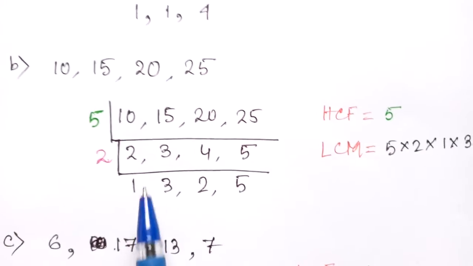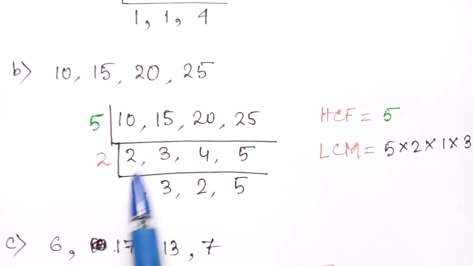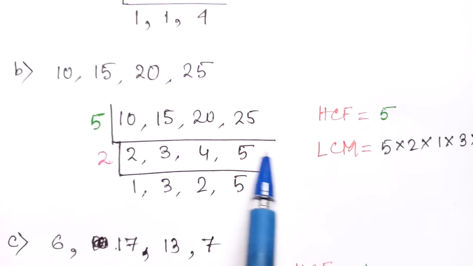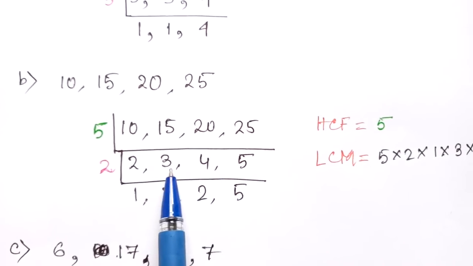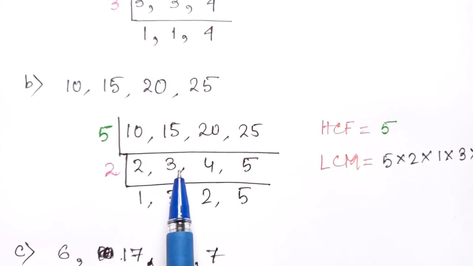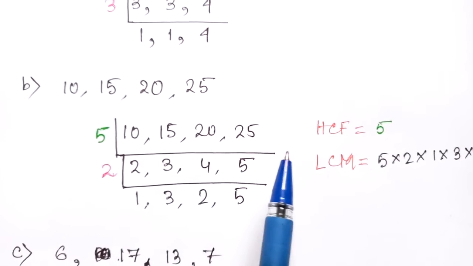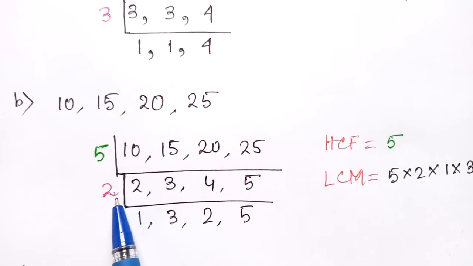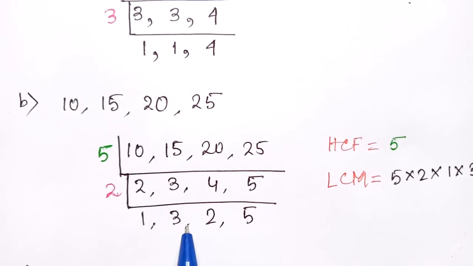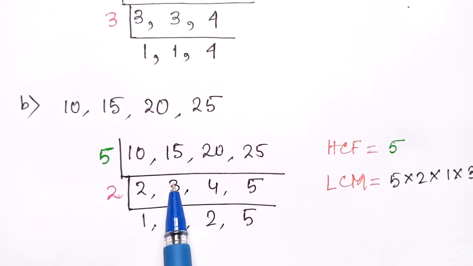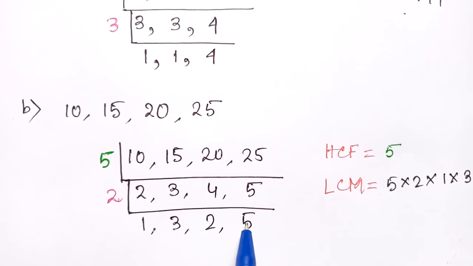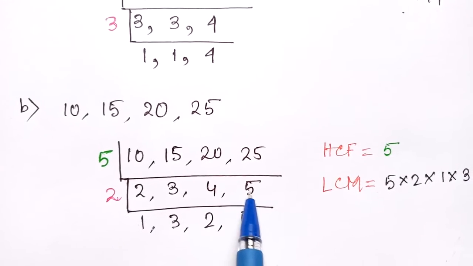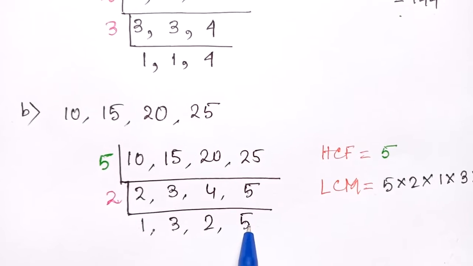Now 2 and 4 can be divided by 2 but not 3 and 5. So as per the rules, if at least 2 numbers can be divided by a common divisor, we can continue the division. So we divide by 2 and get 1 from 2, 3 as it is since it is not divisible by 2, 2 from 4, and 5 from 5 as it is also indivisible.